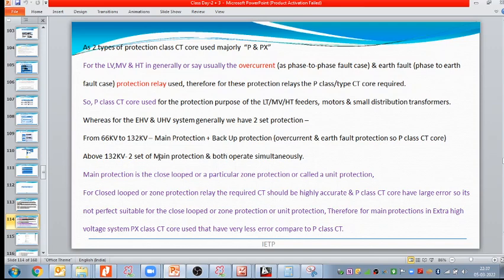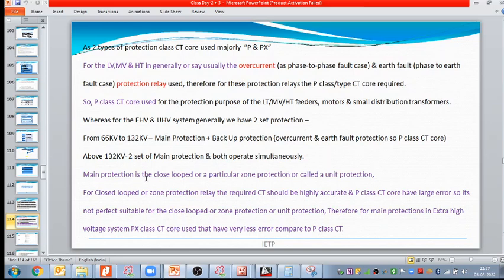We have two sets of main protection, and both operate simultaneously and give a tripping command to the trip coil of the circuit breaker. The circuit breaker has two trip coils: trip coil 1 from the main protection 1 relay and trip coil 2 from the main protection 2 relay.